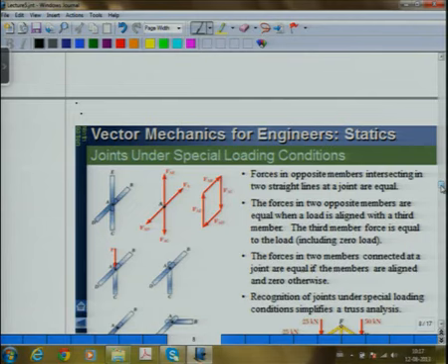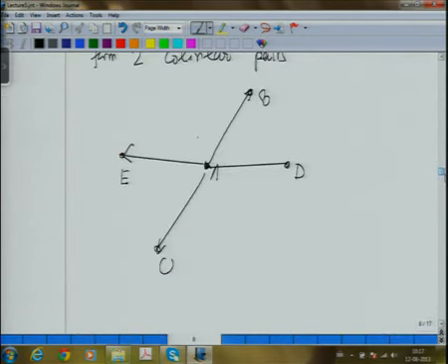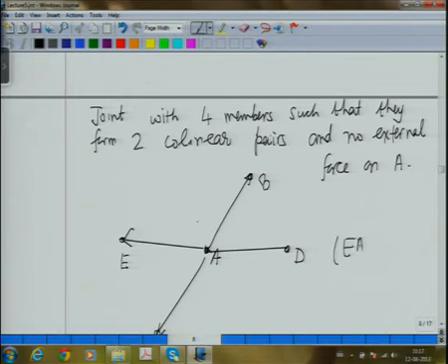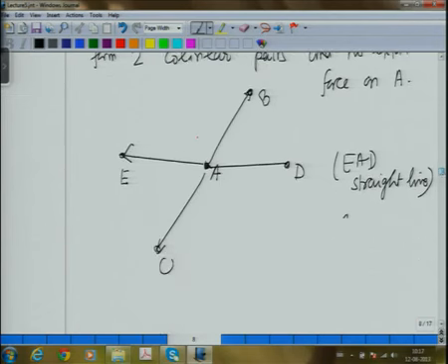So, with this, and no external force on A. Now, in fact I have not shown, this should be collinear, EAD is a straight line, and similarly CAB is also a straight line.